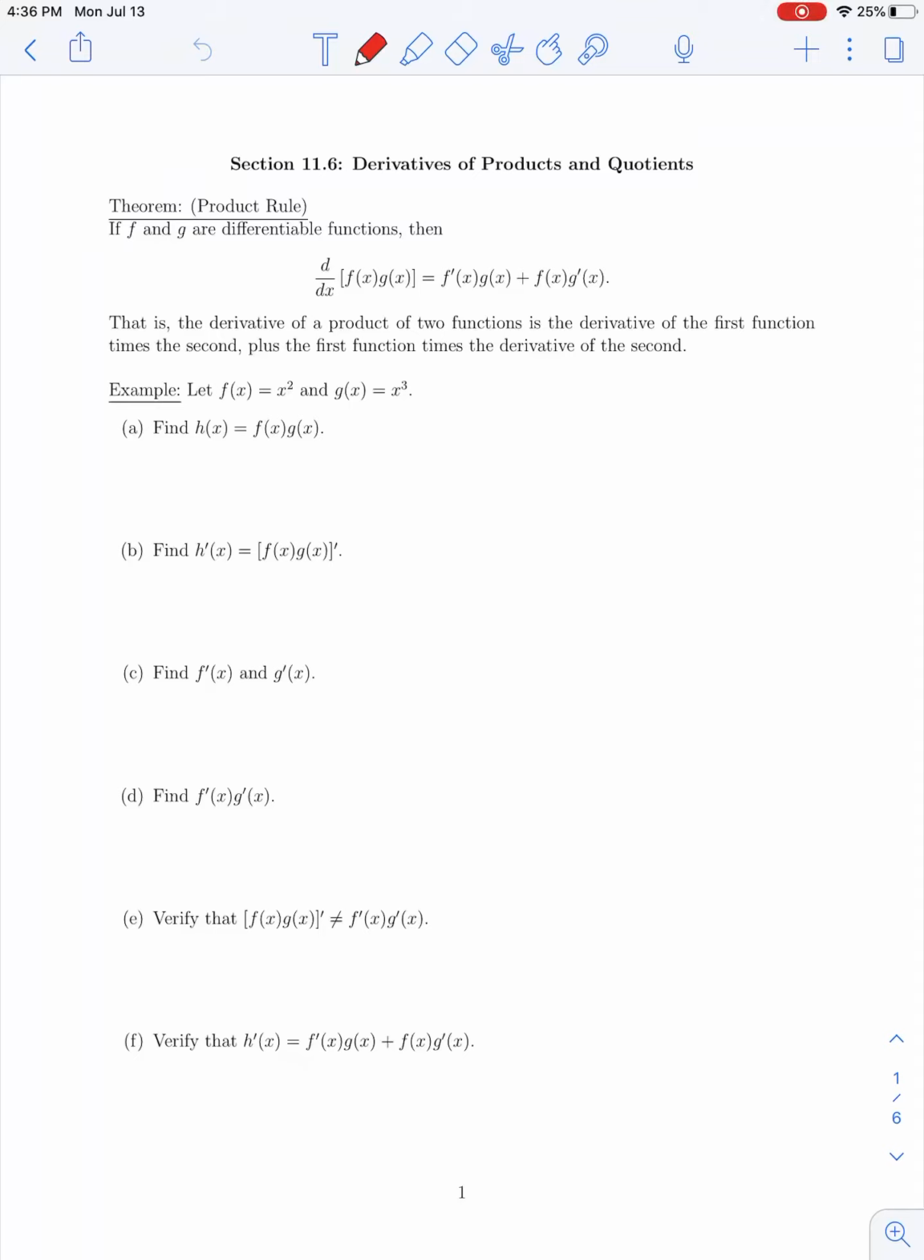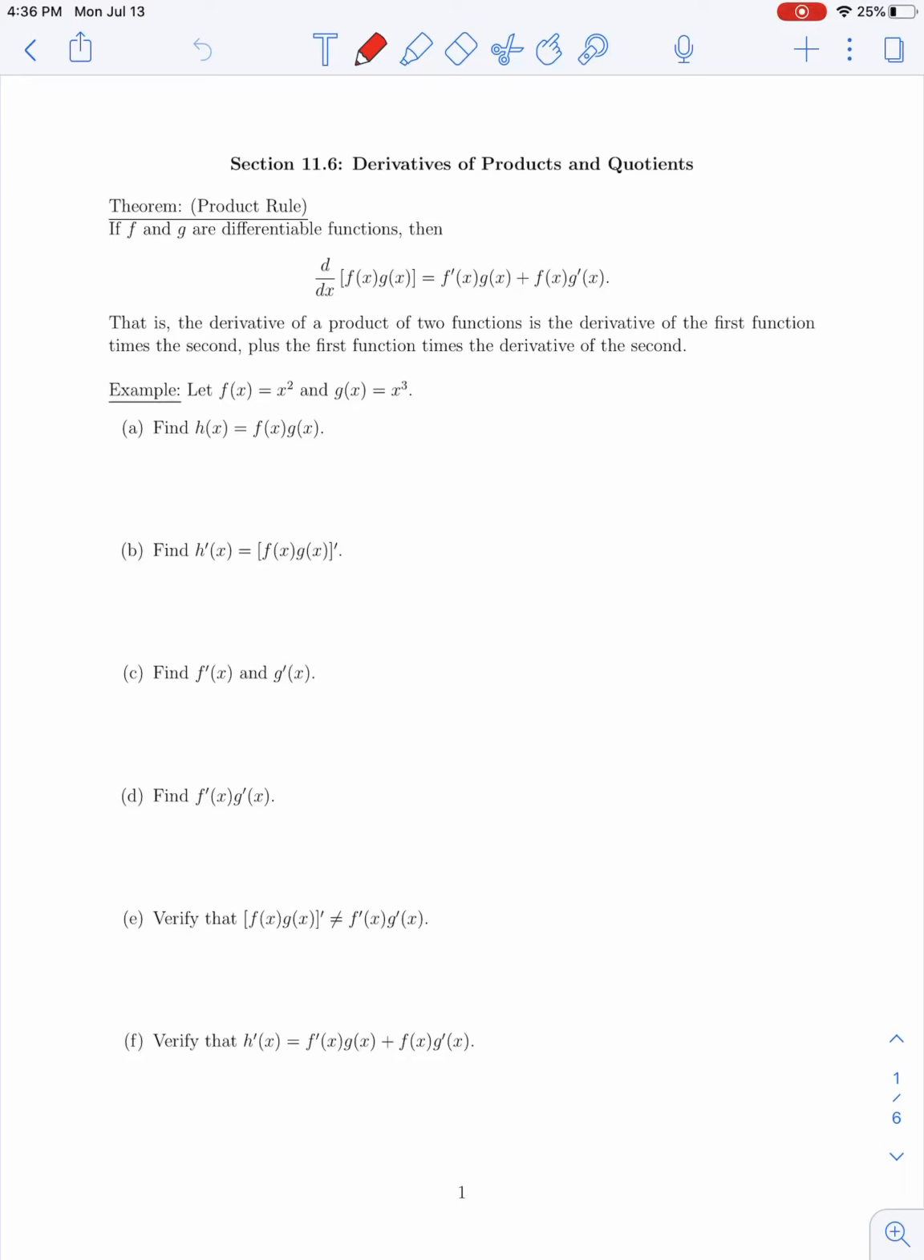Okay, in this lecture we're going to cover the first part of our section 11.6 material on derivatives of products and quotients. So in our last section we had introduced a rule for differentiation called the sum difference rule, which said that the derivative of a sum or difference of two functions is equal to the sum or difference of the derivatives of those functions.